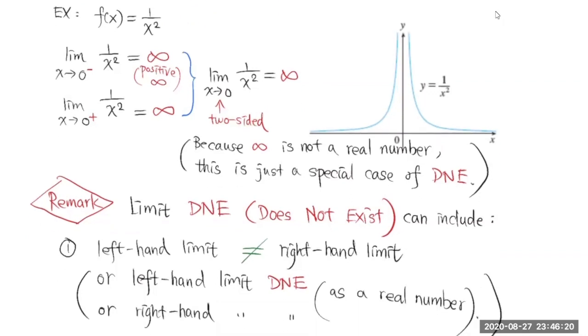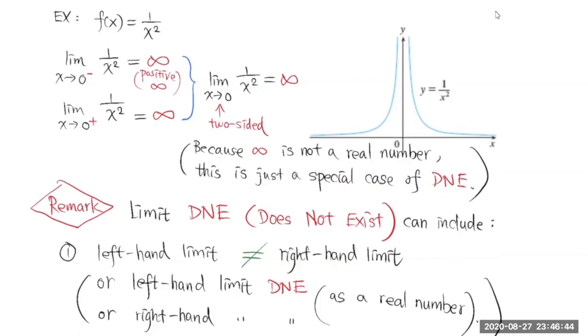Now, because infinity is not a real number, this is just a special case of does not exist. Remember, when the limit exists, the limit has to be a real number. So infinity is not a real number, so that is a special case of does not exist.